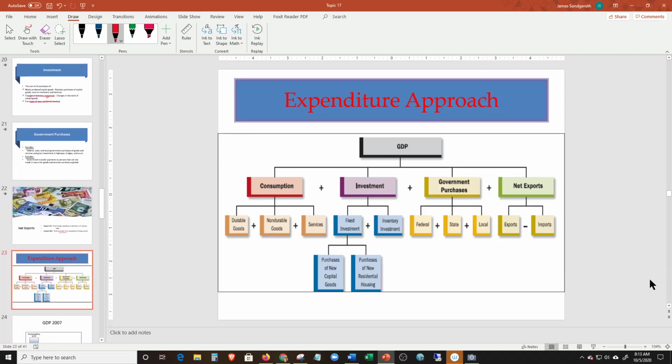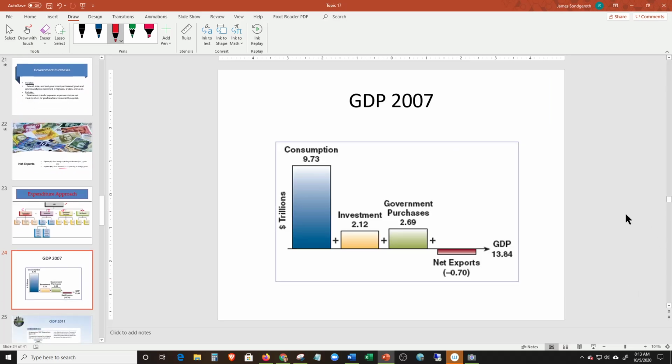All right, so here's the expenditure approach broken down, and we're mainly going to be based on this. This is household consumption, business investment, government spending, and net exports, okay? And we add those together to get GDP. Let's take a look at GDP.